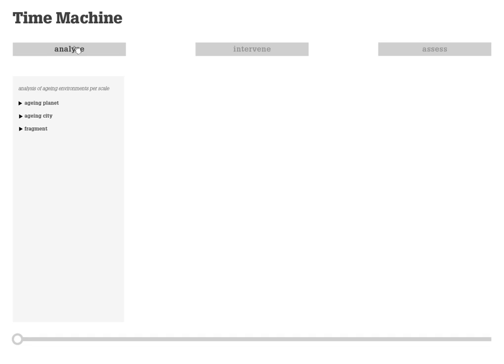Let's first click on the Analyze tab and let's find out what we can consider old and where we can find it. As you can see, we can investigate the old on three scales: planet, city, and fragment. Let's start off with the planetary scale.